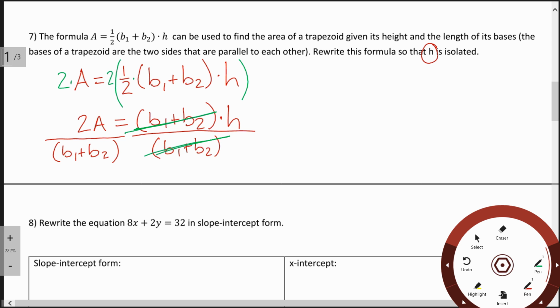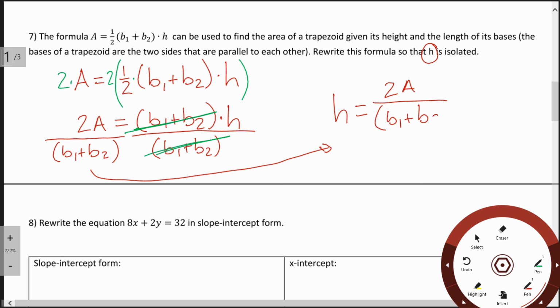So what I've done now is I've very conveniently gotten h completely alone. This is isolated. And I can rewrite this now. I know that the height equals, and I'm just flipping it here on the other side, the height is equal to 2 times the area divided by the sum of the bases, base 1 plus base 2. That's number 7.